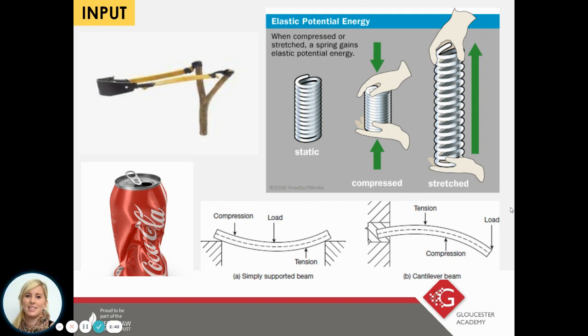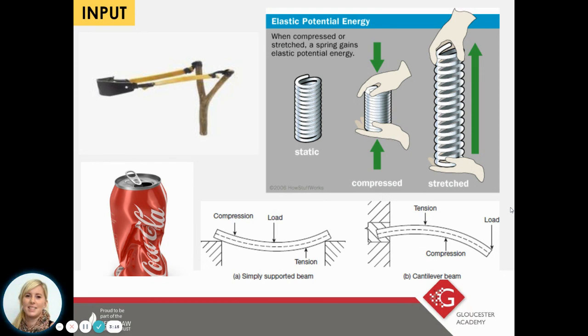Okay, you can compress an object by applying two balanced forces in opposite directions. If you look at the pictures of the hand compressing the spring, you can see how the green arrows show that you've got two forces acting in opposite directions to compress the spring. When you're stretching the spring, you're holding one end in a fixed position and you're pulling the other end away. So you're just applying that one force then.